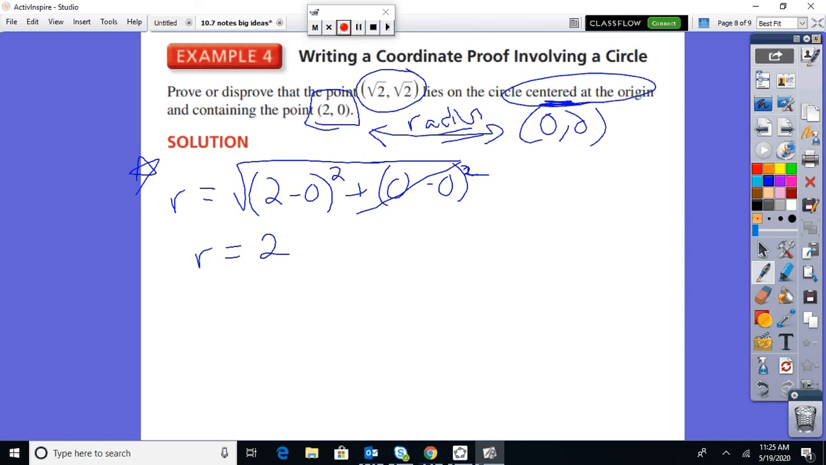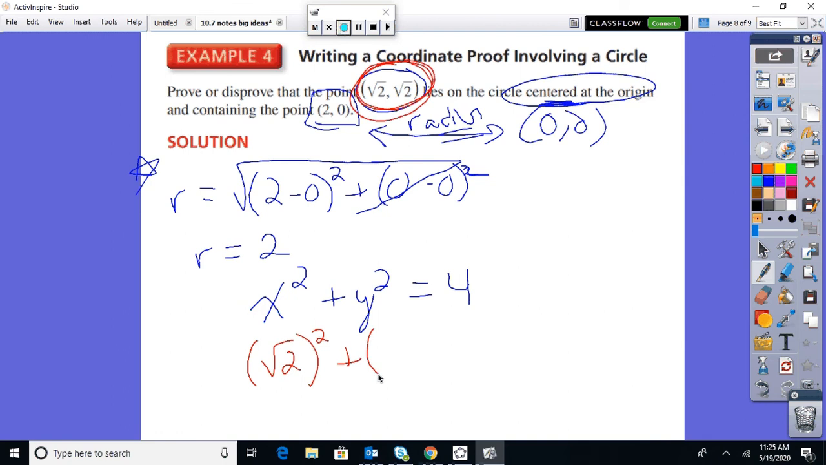All right, so now we have the radius and we have the center. So I want you now to think about the equation of your circle. Since there are no numbers, it's just the origin, it is going to be x squared plus y squared equals 2 squared, or 4. So now here's what you do. To check and see if this point that they give you, in this case root 2, lies on that circle, just plug it in. Your x value is the square root of 2.